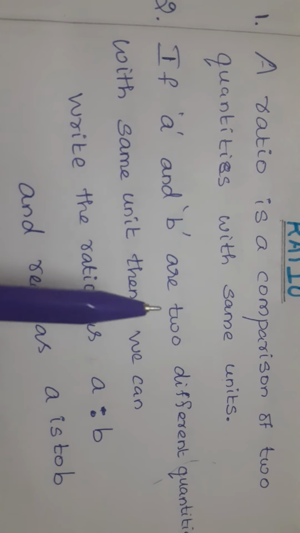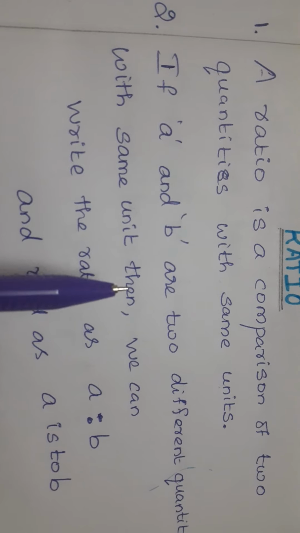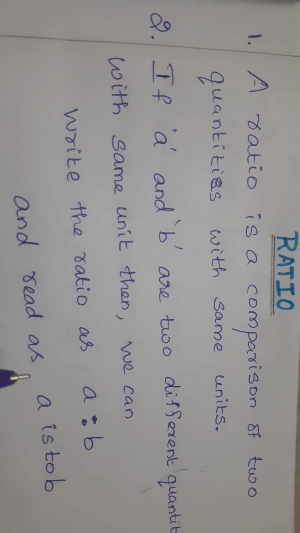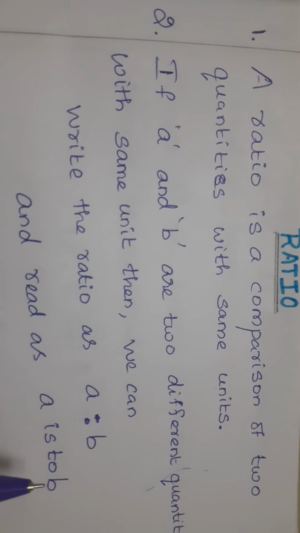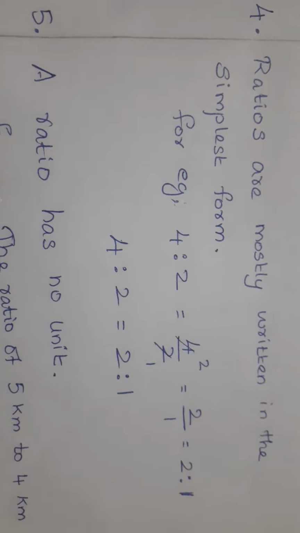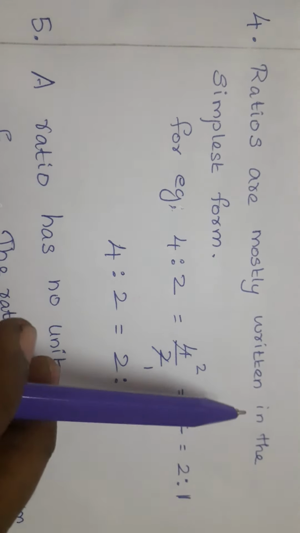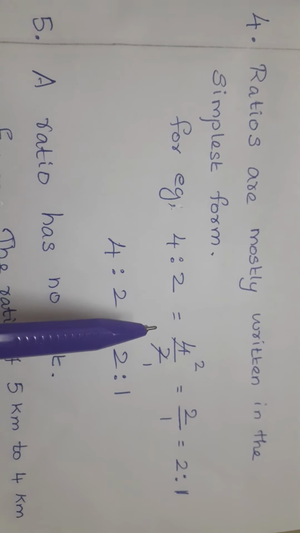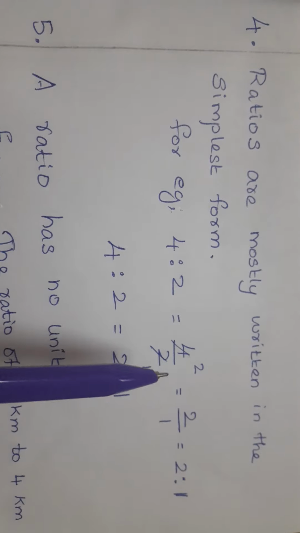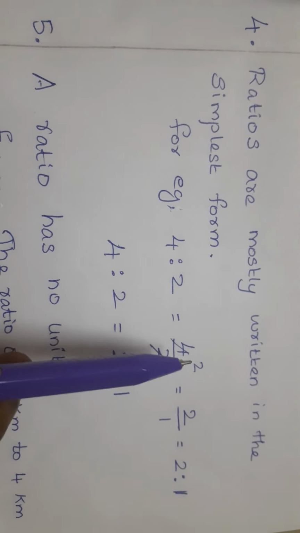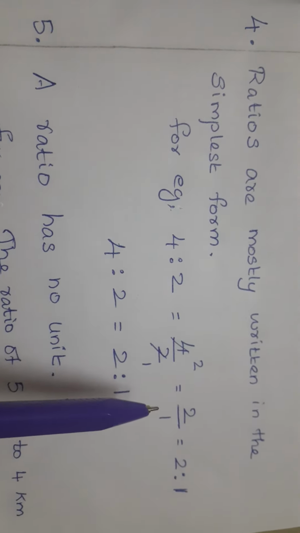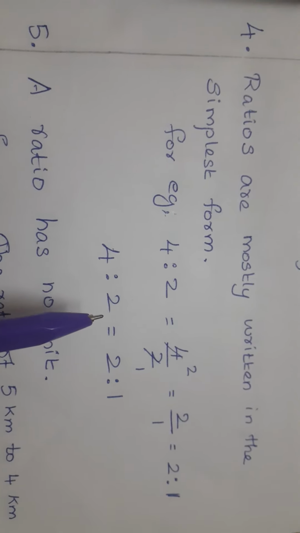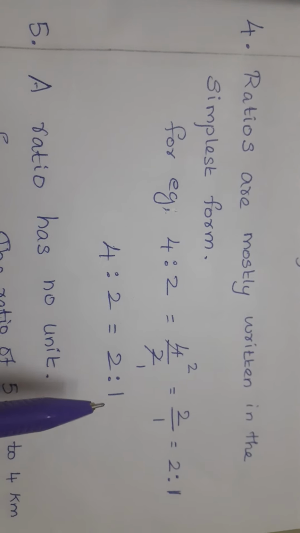If A and B are two different quantities with same unit, then we can write this ratio as A:B and we read it as A to B. Next, ratios are mostly written in the simplest form. For example, 4:2. This ratio we can write as 4/2 and we can simplify this. 2 twos are 4 and 1 two is 2. So, 2/1. 2/1 can be written as 2:1. So, 4:2 can be written in the simplest form 2:1.